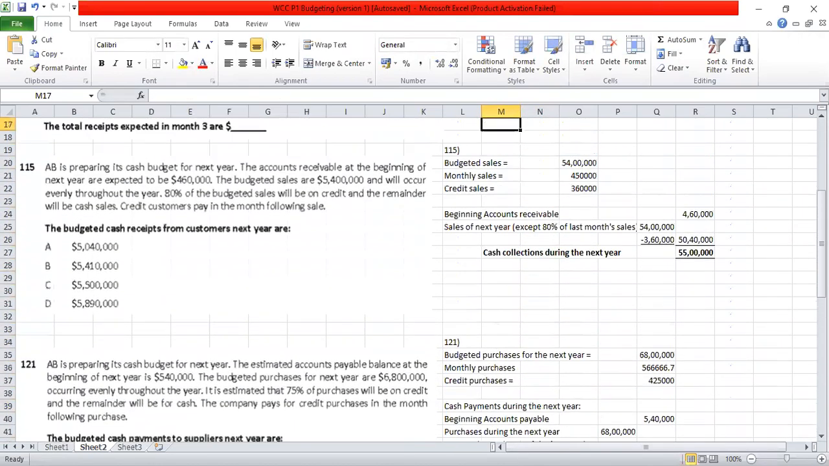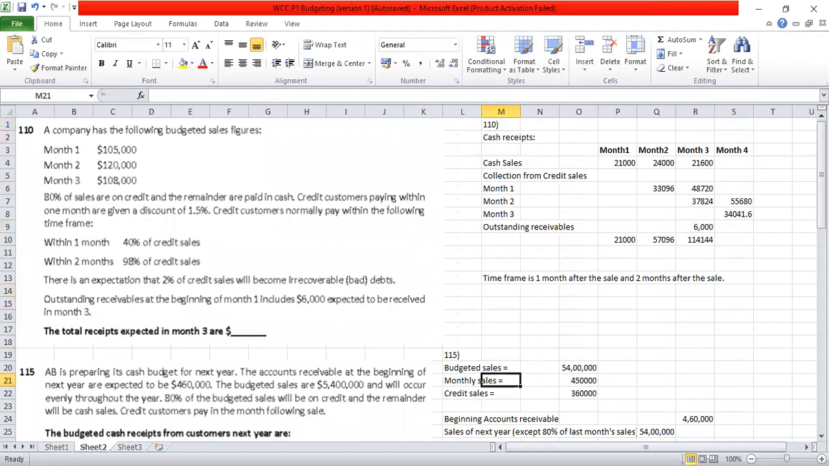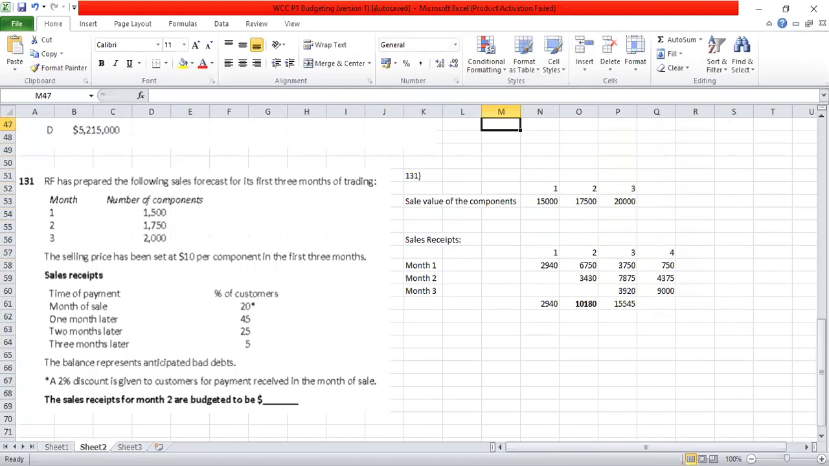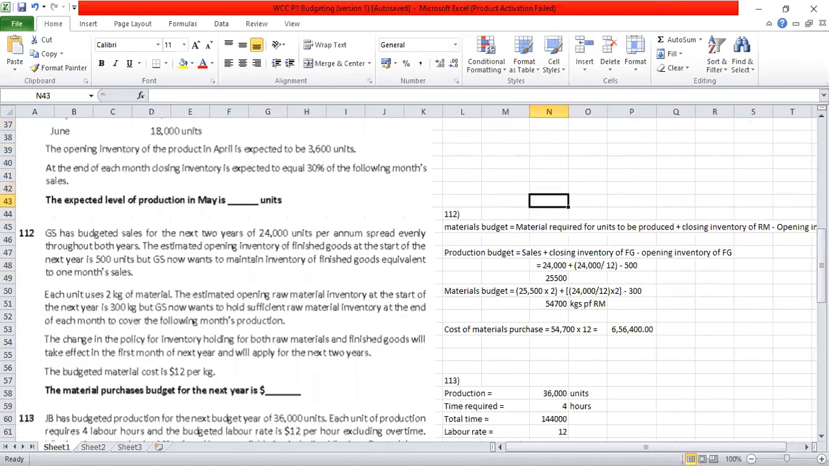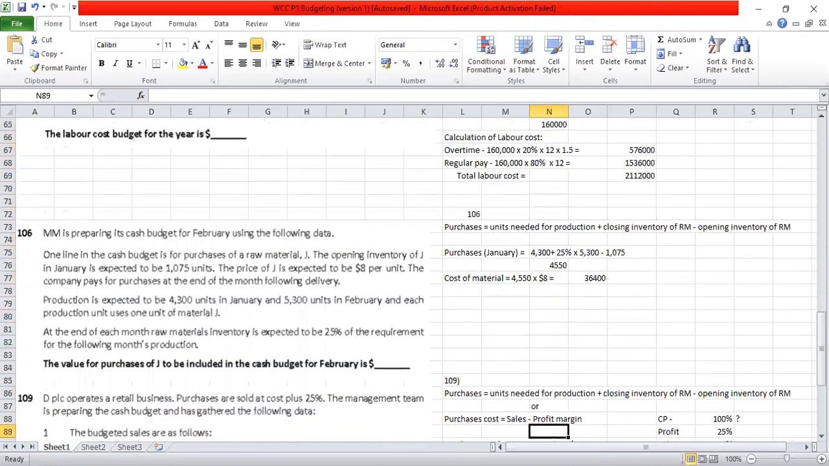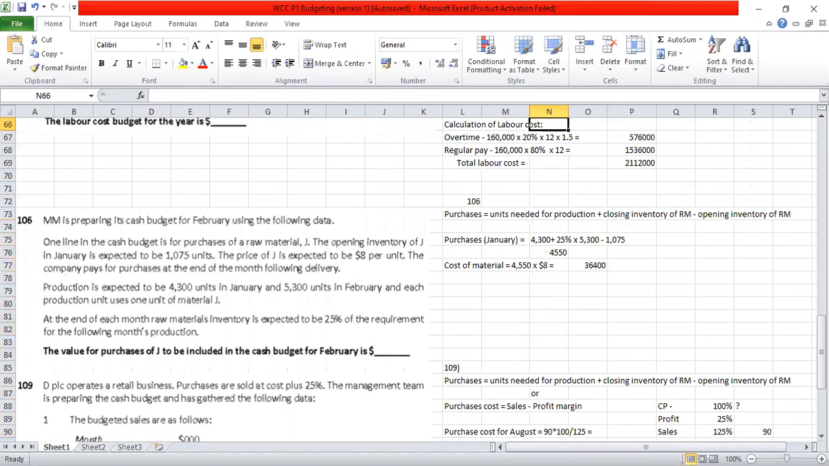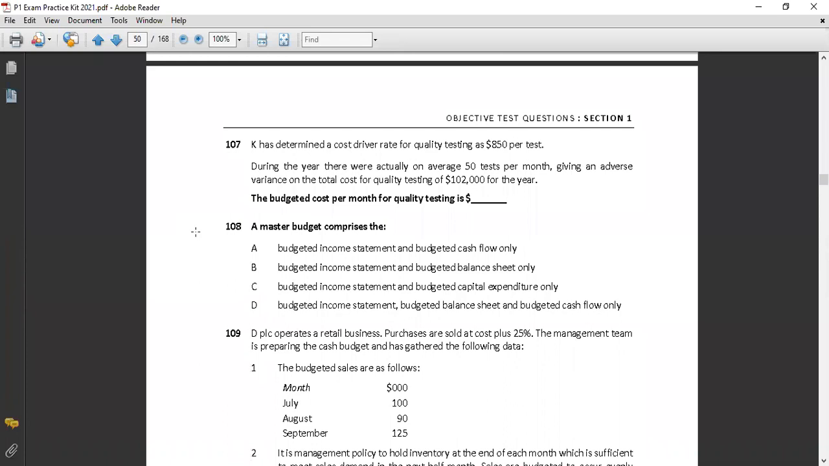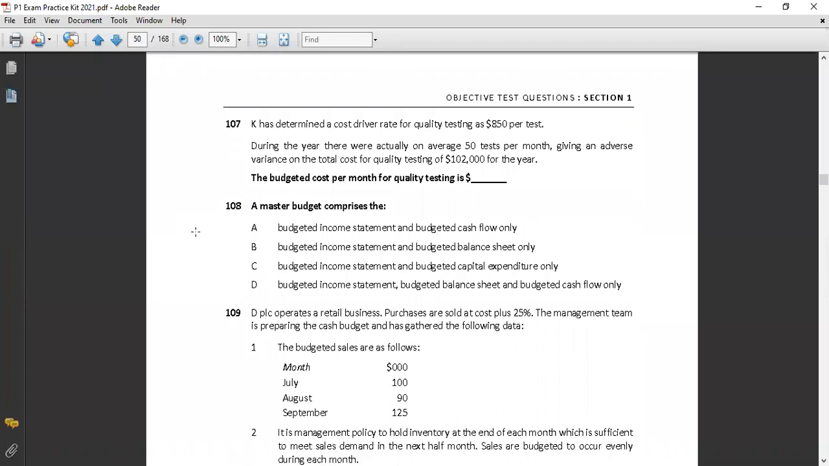Why do I have a feeling that we have done this question? Yes. Done, we've done. 106 is done. 107 is not done.